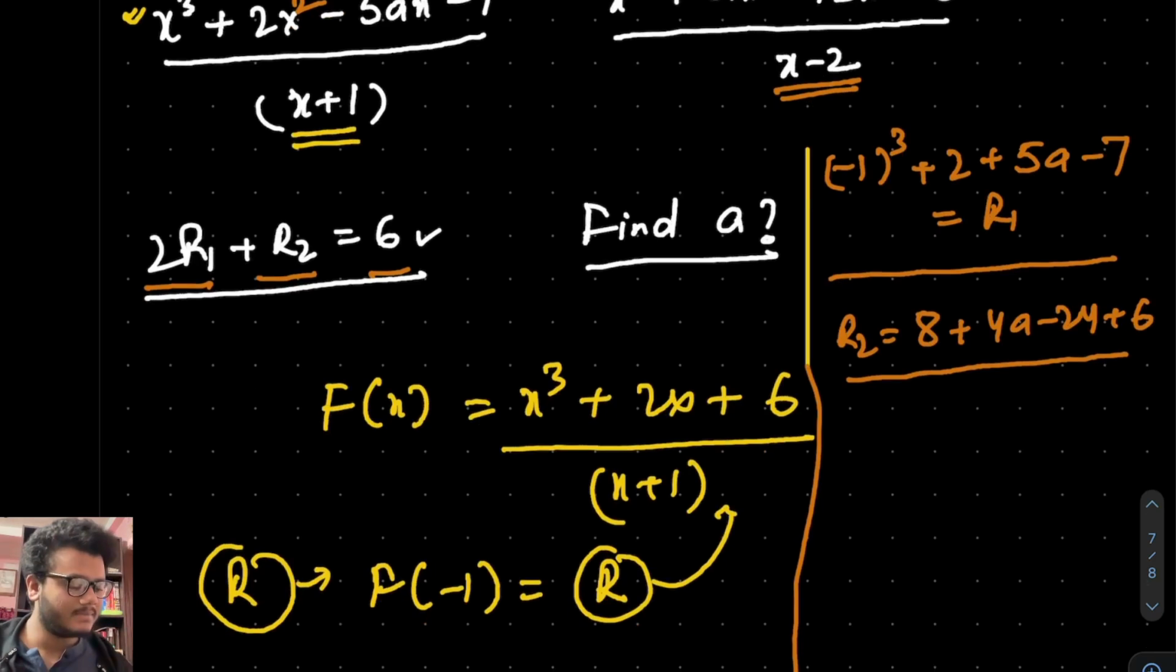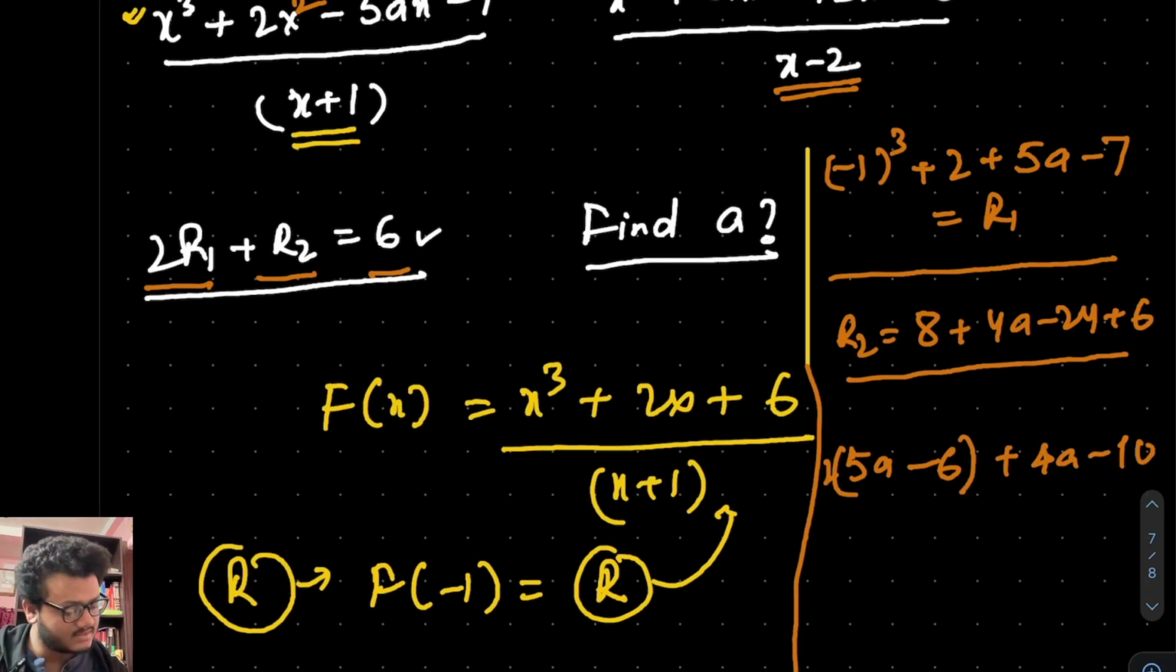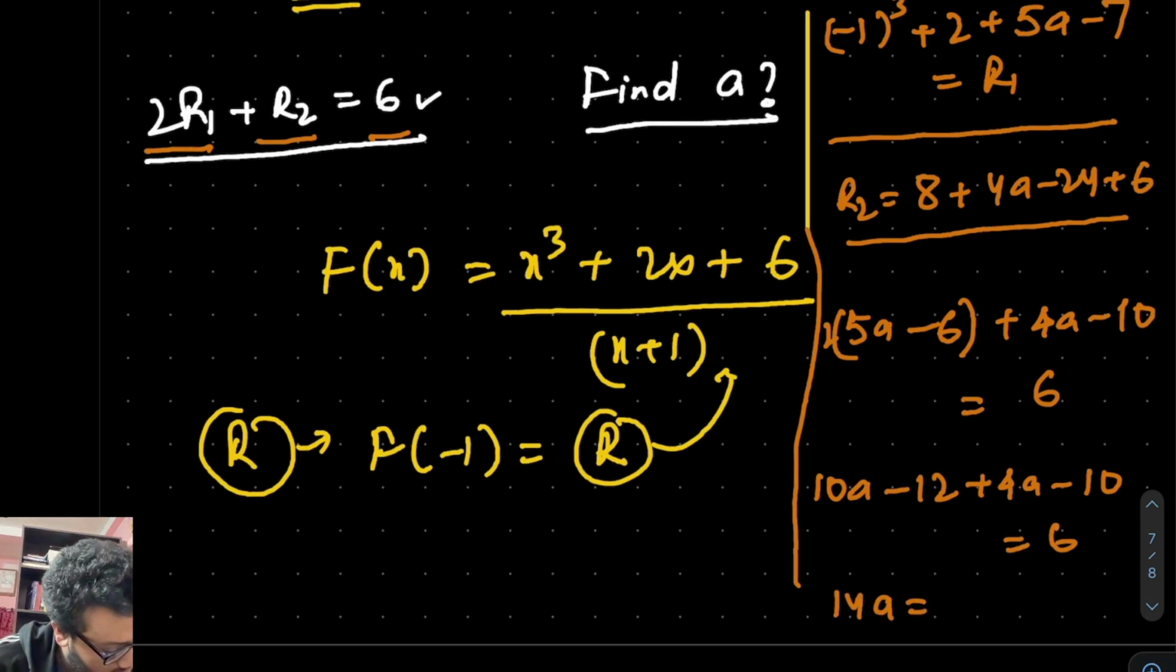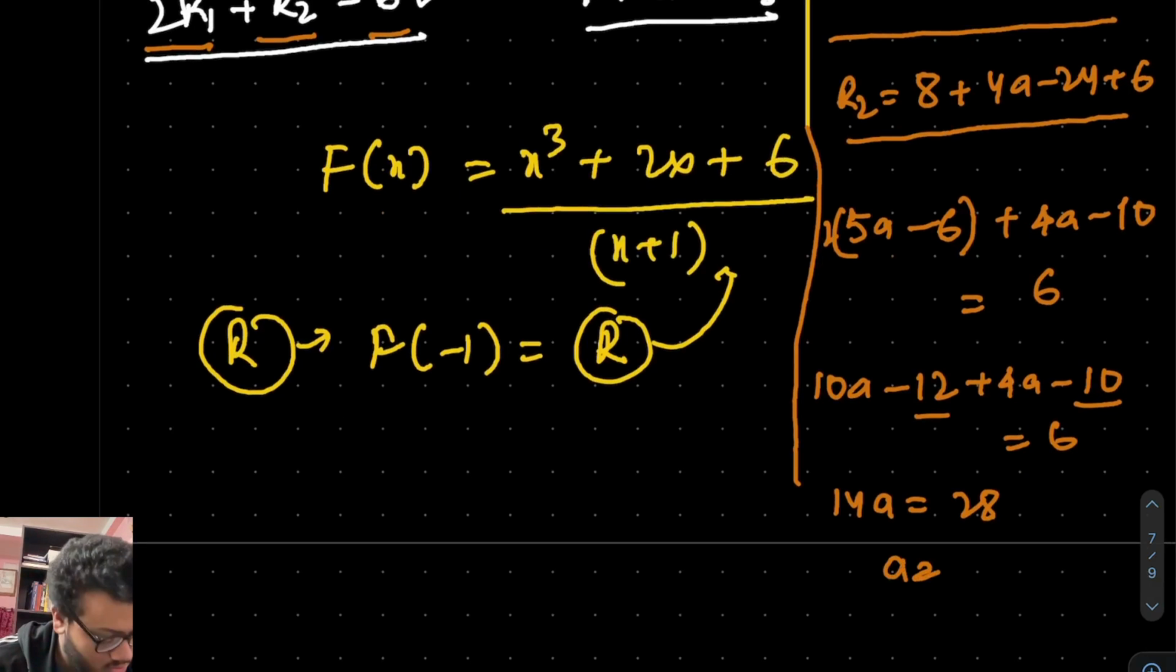What do we get here? We get here minus 1, and this is 1, so R1 is 5a minus 6. So 2 into 5a minus 6 plus R2. R2 comes out to be 4a minus 10. And that is equal to 6. So from here we can find the value of a. 10a minus 12 plus 4a minus 10 is equal to 6. So 14a will be equal to 28. So a will be equal to 2.